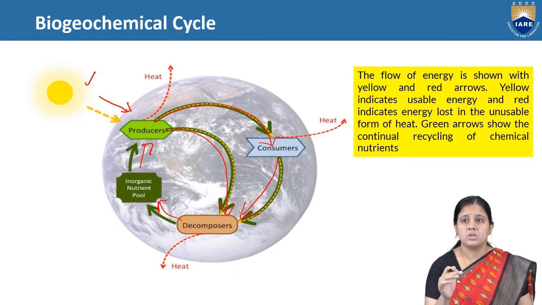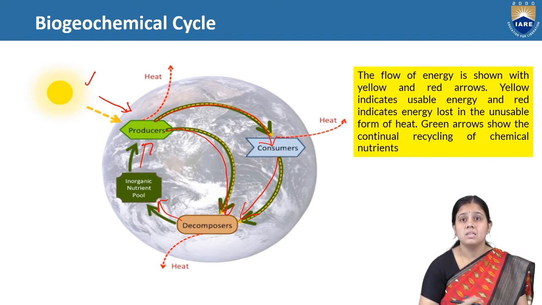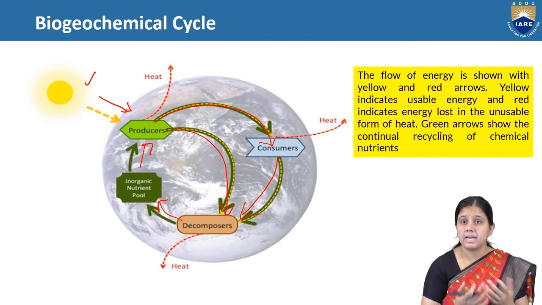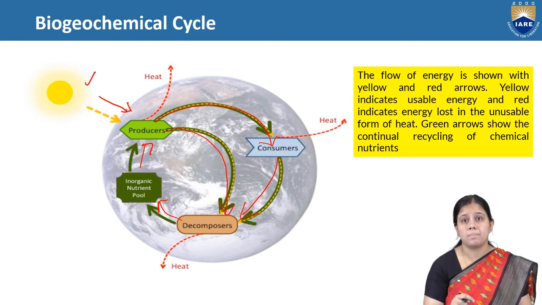So in this picture, as we have already studied from the energy pyramid, about 90% of the energy is lost in the form of heat at every trophic level. At each trophic level, 90% of energy is lost in the form of heat. Only 10% of energy will pass from one trophic level to another trophic level.